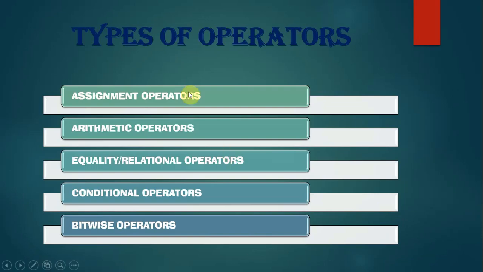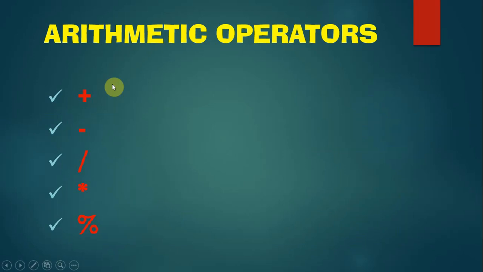Next comes the operators. Operators are assignment operators, arithmetic operators. All of you know arithmetic operators: plus, minus, divide, into, mod. Equality operator or relational operator. Conditional and bitwise. Bitwise is not in your syllabus. Now let us study this in detail. First is our arithmetic operator: plus, minus, divide, into, and mod. Mod gives us a remainder.